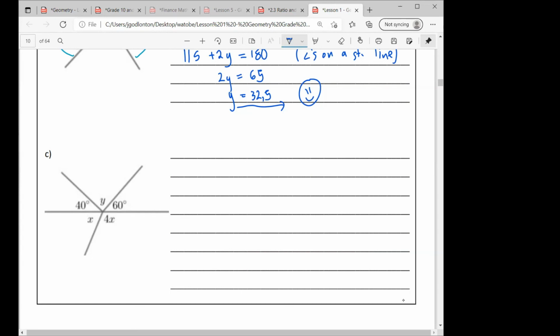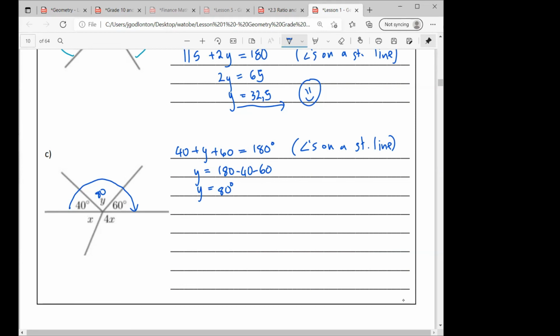Oh, it's too small for Y. Yes. Look at these answers. Yes. Okay. All on a straight line. And so 40 plus Y plus 60 has to equal 180 degrees. Angles on a straight line. Which means Y is equal to 180 minus 40 minus 60. So Y is equal to 80 degrees. Beautiful.